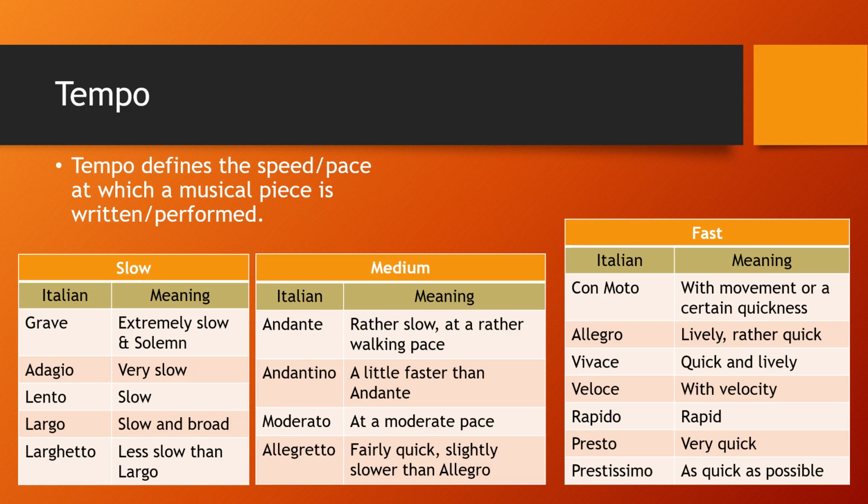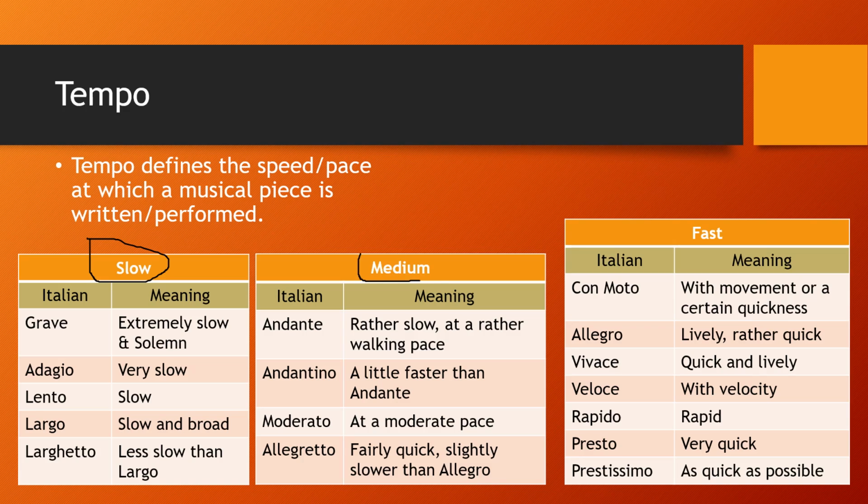Tempo. Tempo defines the speed or the pace at which a musical piece is written or performed. We split them into three categories here. The slow tempo, having the Italian names and the meaning. Grave means extremely slow and solemn. Adagio, very slow. Lento, slow. Largo, slow and broad. Larghetto, less slow than largo.